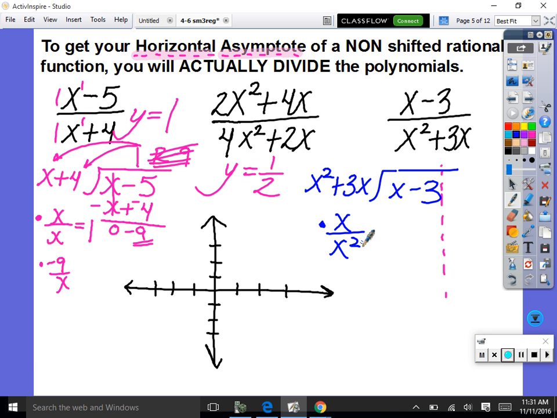0 times, correct? So y equals 0 would be our horizontal asymptote. So it didn't divide at all, so it was 0. Yes? No, no. And if it doesn't divide evenly, then we'd say 0 for these. Does everybody understand? Okay. That's all you gotta know.